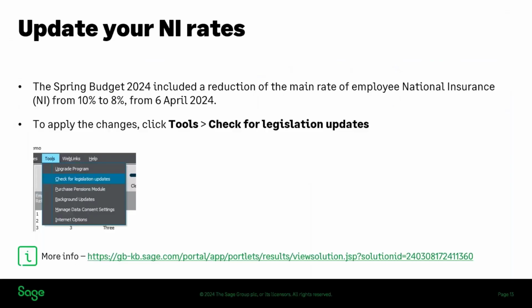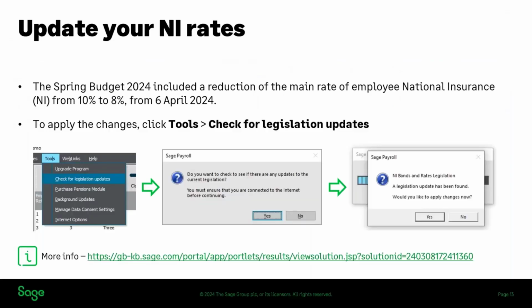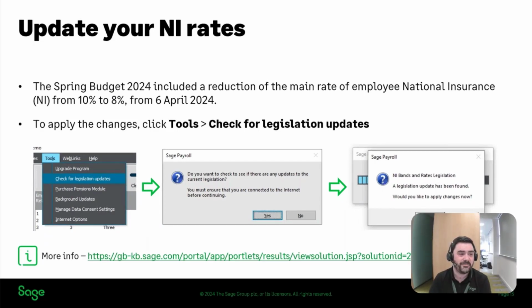So that is updating your NI rates, checking for legislation updates, and applying them. You can read that step by step as well by following the link in the slide. But we will move on to step 3 now and talk about updating your employees' tax codes.